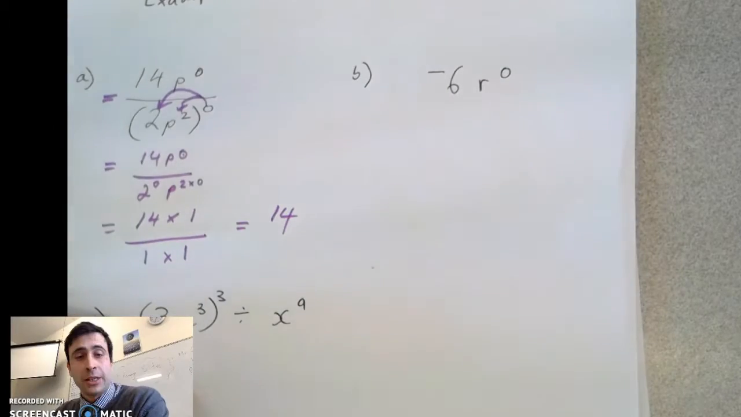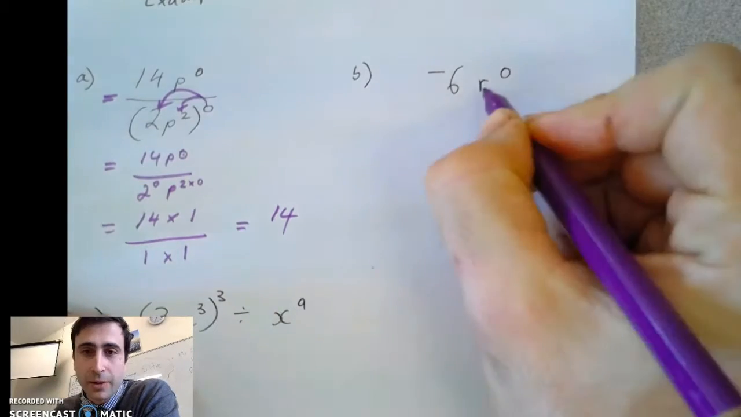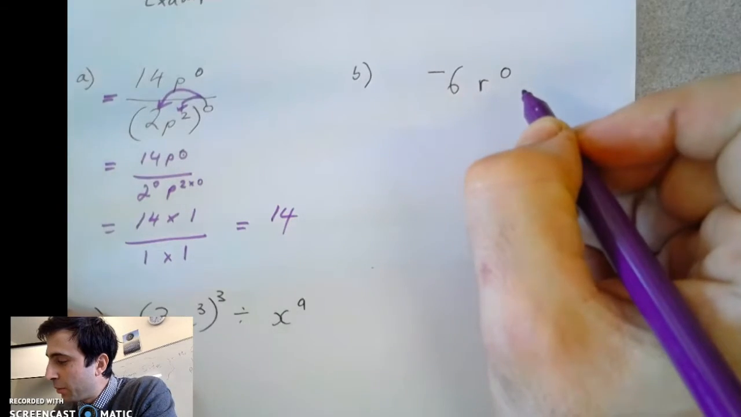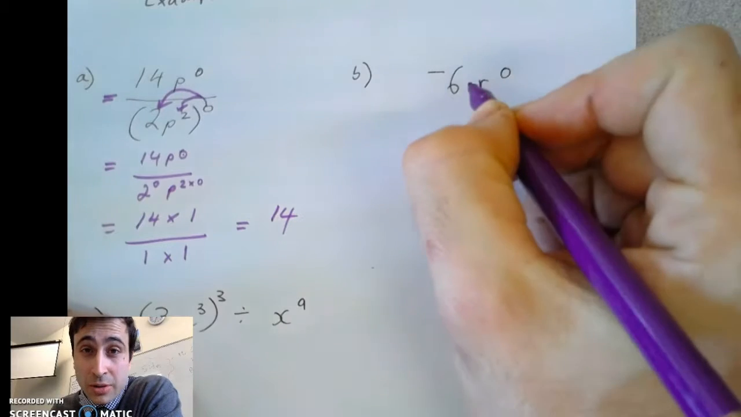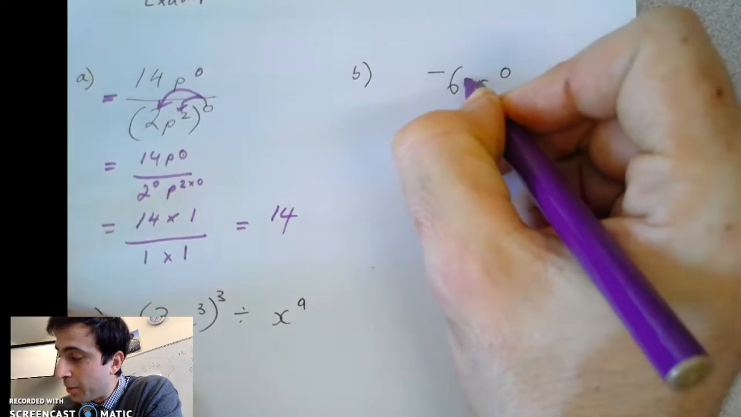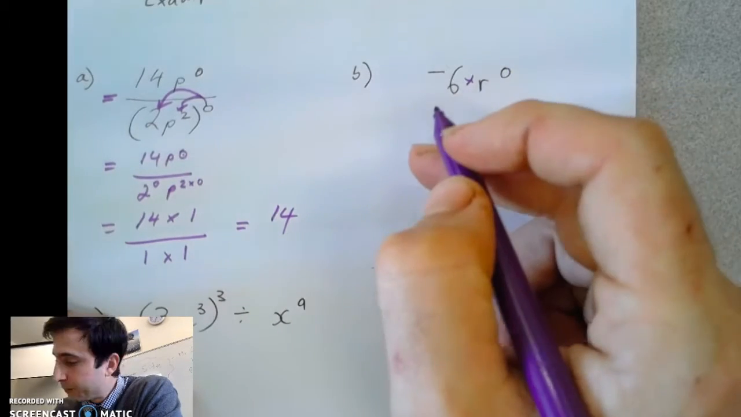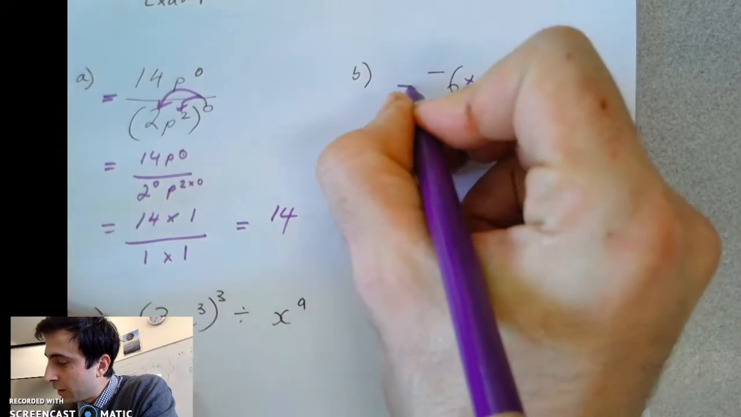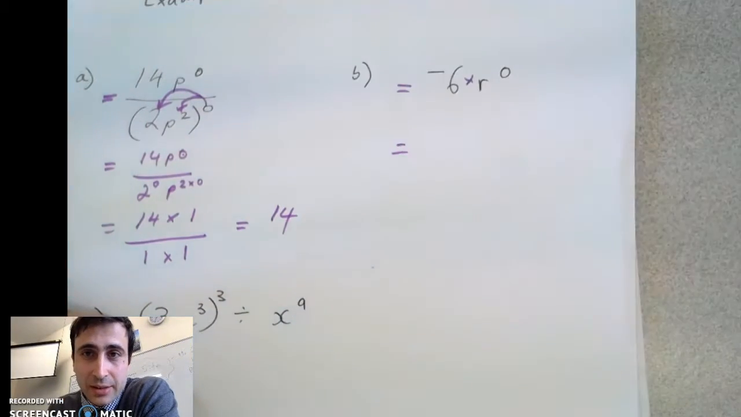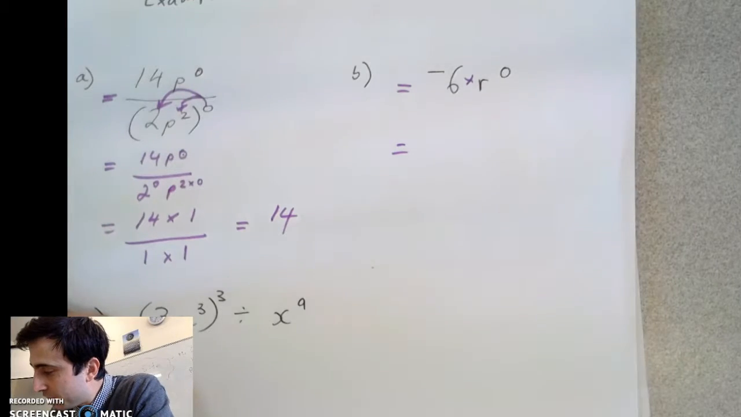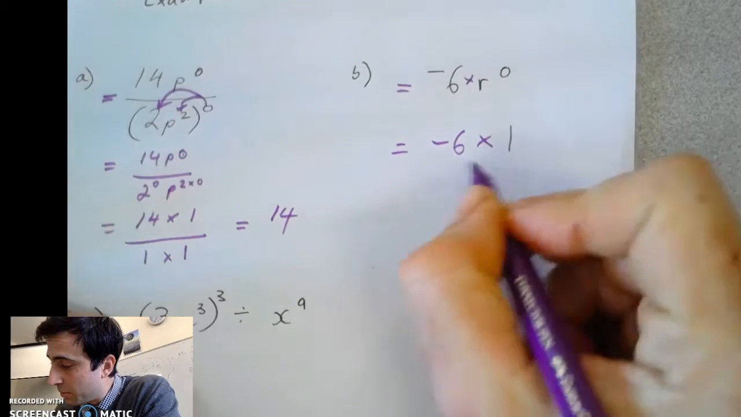So let's have a look at the next one. If we've got minus 6 r to the power of 0, what do we do here? Well, let's put in the times that we always leave out. That's just the same as saying minus 6 times r to the power of 0. And we just established before that r to the power of 0, or anything to the power of 0, equals 1. So that's just the same as saying minus 6 times 1, which equals minus 6. That's quite an easy one.